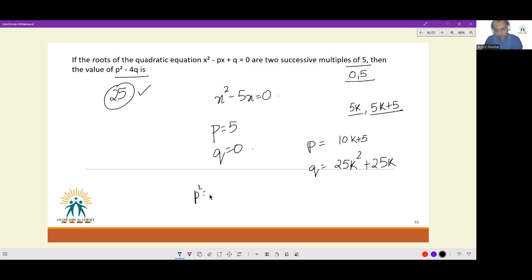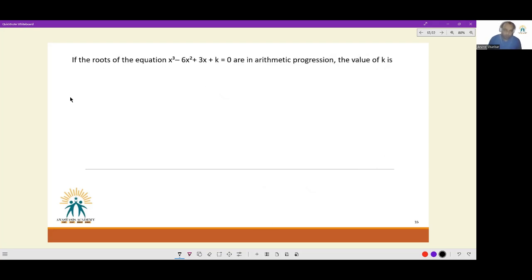P square will be equal to 100k square plus 25 plus 2 into 5, 100k. From this I have to subtract 4 times q, which is minus 100k square minus 100k. So this and this will get cancelled. Finally, I'll be left with 25, which should be the answer to this question. But as soon as I assumed 0 and 5, hopefully you could see solving this question was a cakewalk.